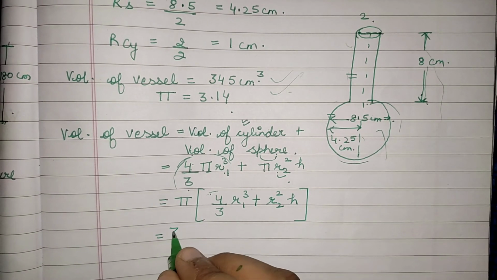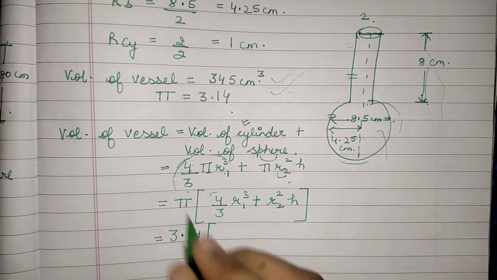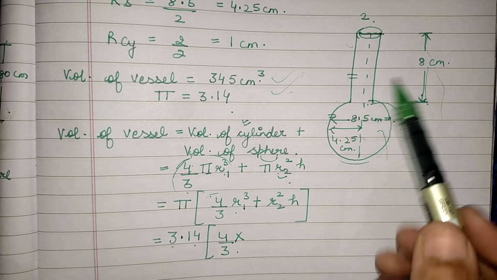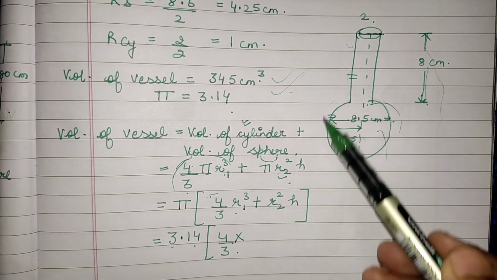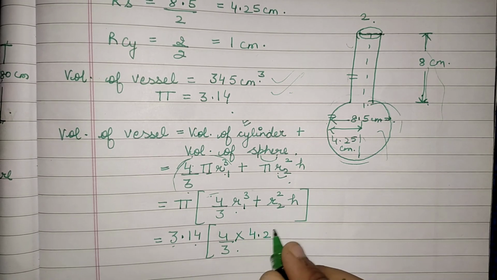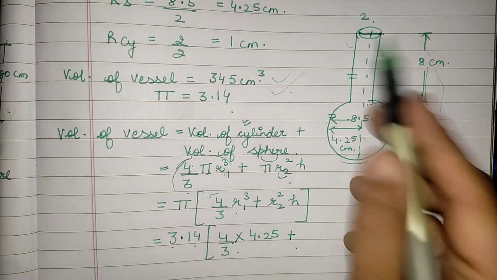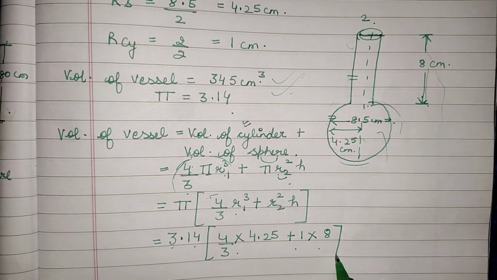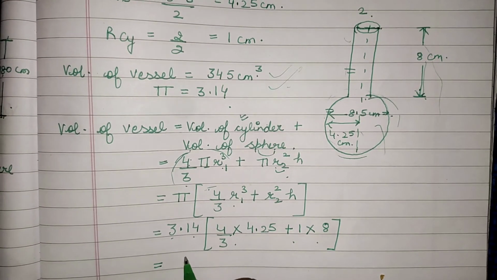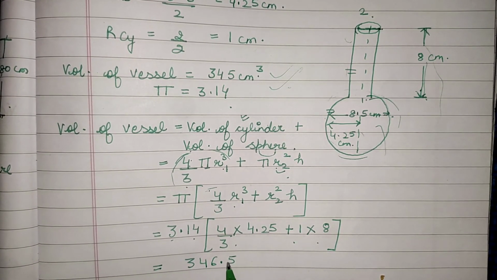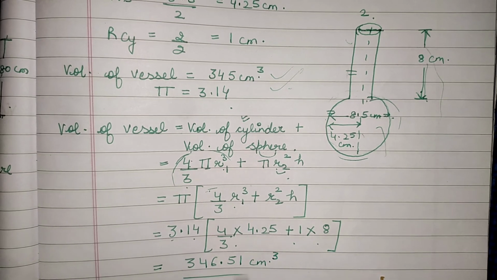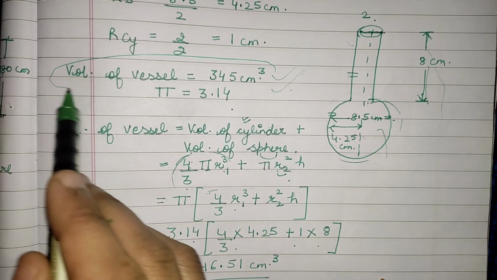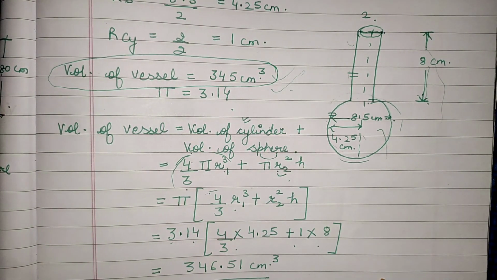So pi is what? Pi they have told us to take as 3.14, 4 by 3 into r1 cube. r1 is my sphere radius, which is 4.25, plus r2 is 1 into height of cylinder, which is 8 centimeter. So when I solve this value, I will get 346.1 centimeter cube. But the observation made by the student was 345 centimeter cube.